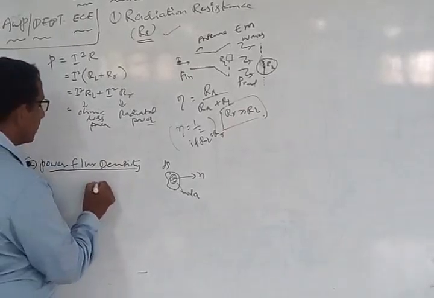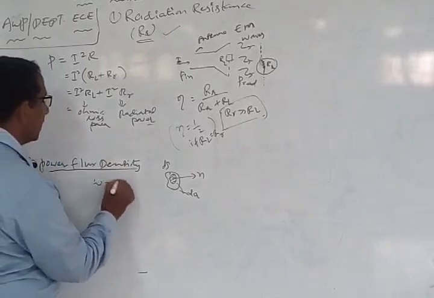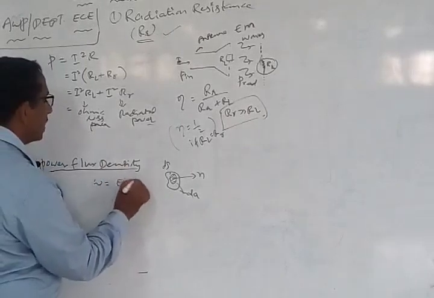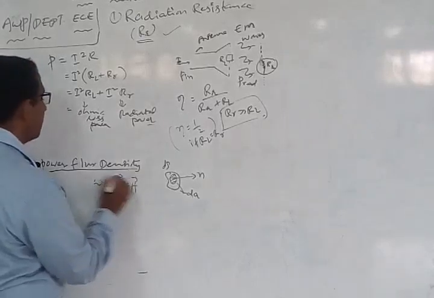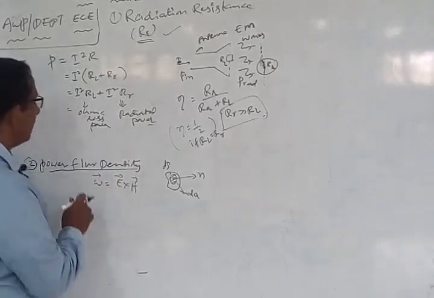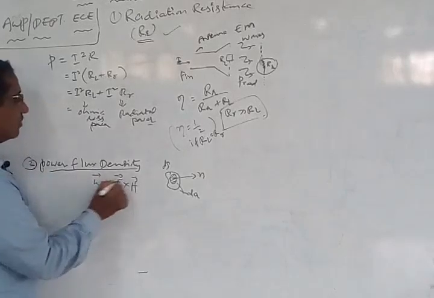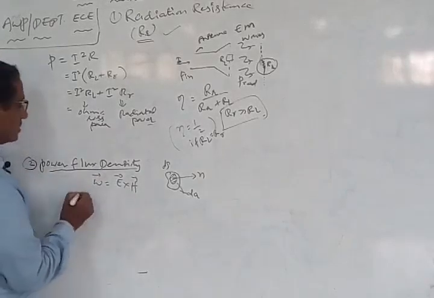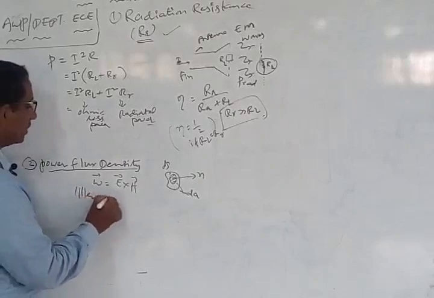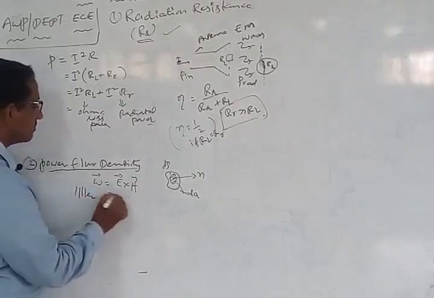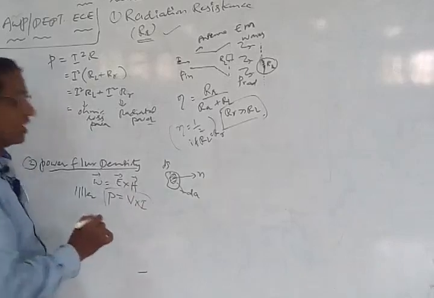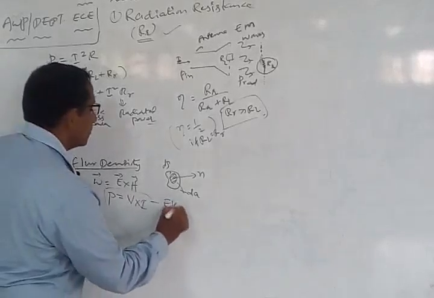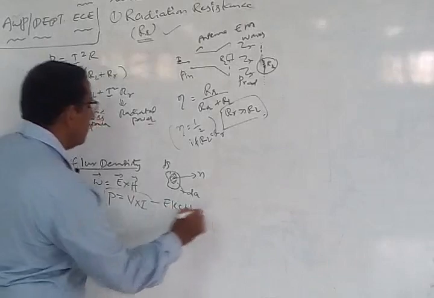The amount of flux density W, we can write as E cross H as per Poynting's theorem. As per the Poynting vector, the amount of power radiated is equal to E cross H, which is similar to the electrical terms. In electrical terms, what is power? Power is equal to V into I. This is the power relation in electrical terminology.